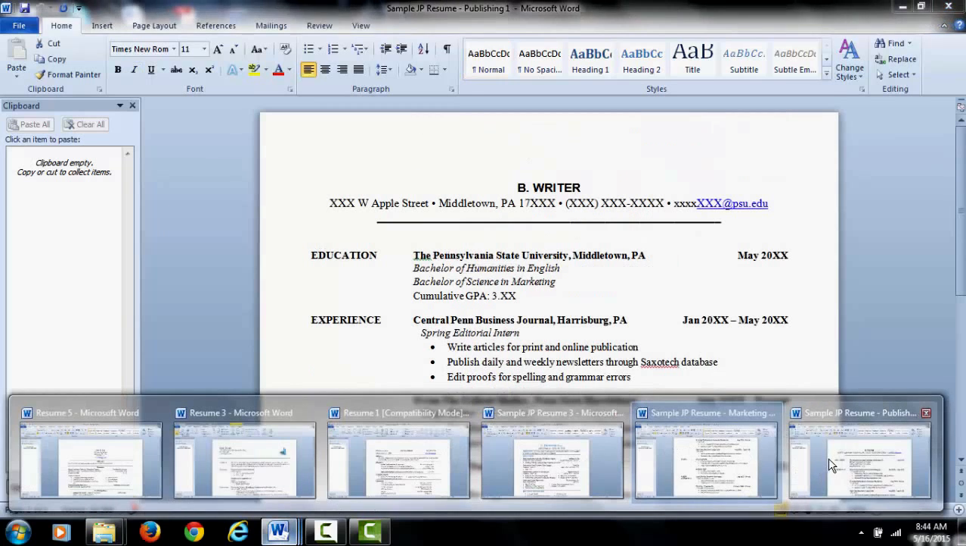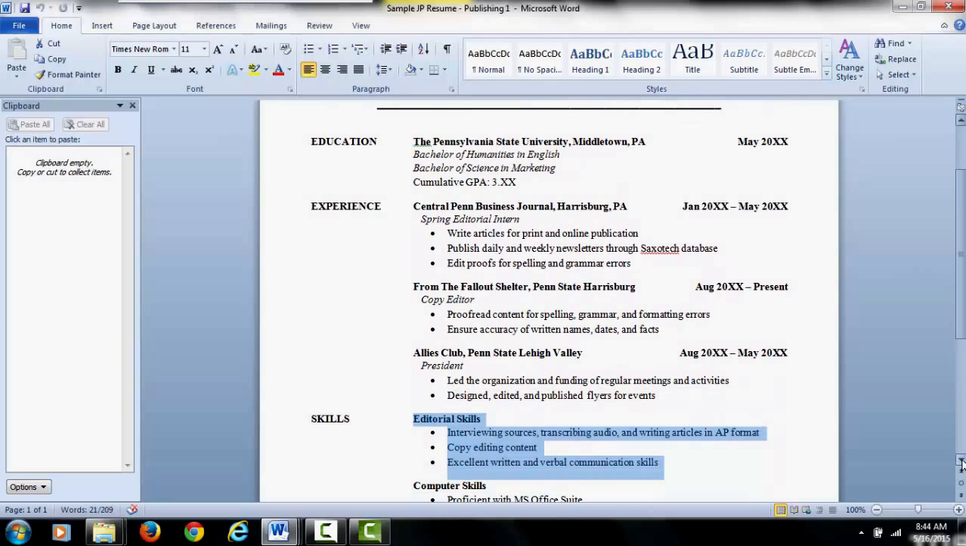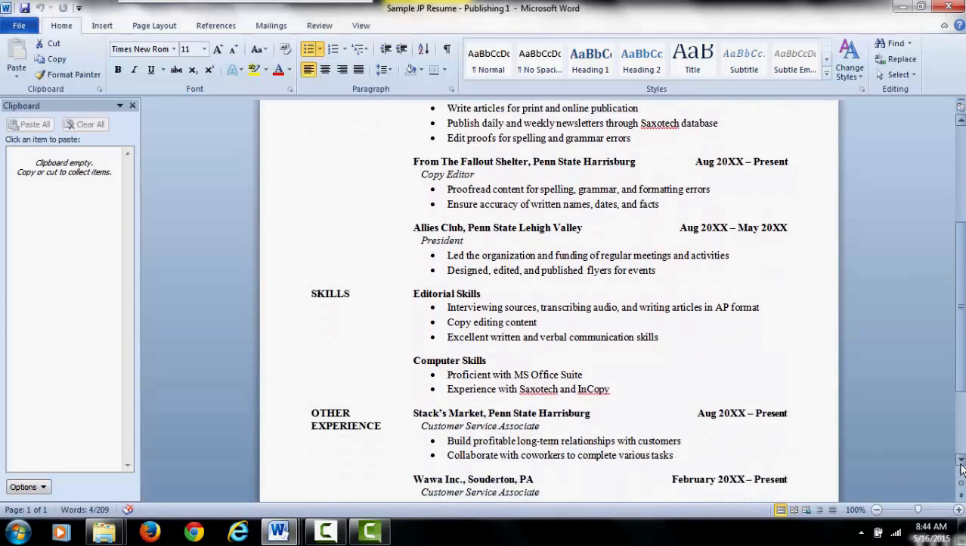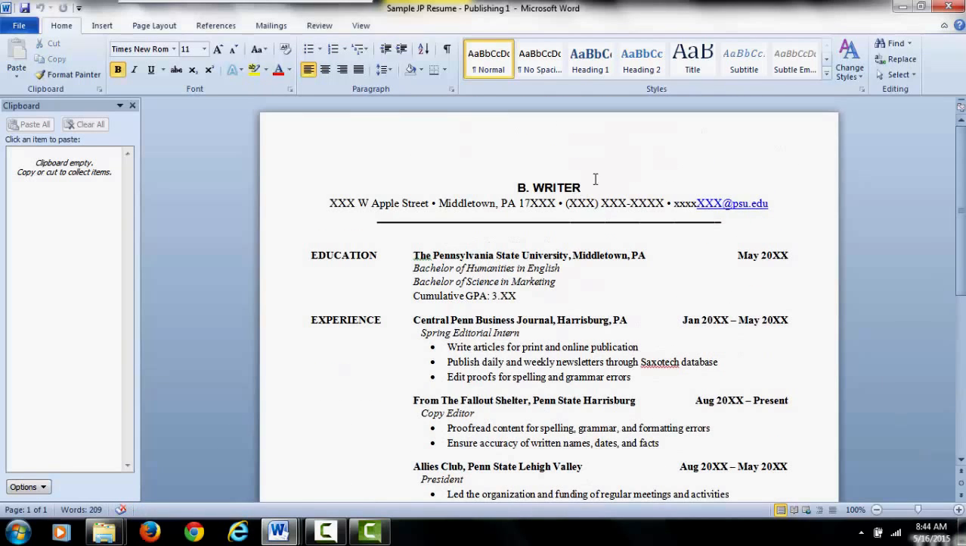If we take a look at the person's other resume, this one's their publishing one. And that one, see, they have the Bachelor of Humanities in English first. And then under their experience, write articles for print and online publication, okay, for publishing. Proofread content for grammar. Okay, that was on the other one too, but you see how it kind of snaps out with this one. And then under skills, they have editorial skills instead of marketing skills. Just little things like that really snap out.